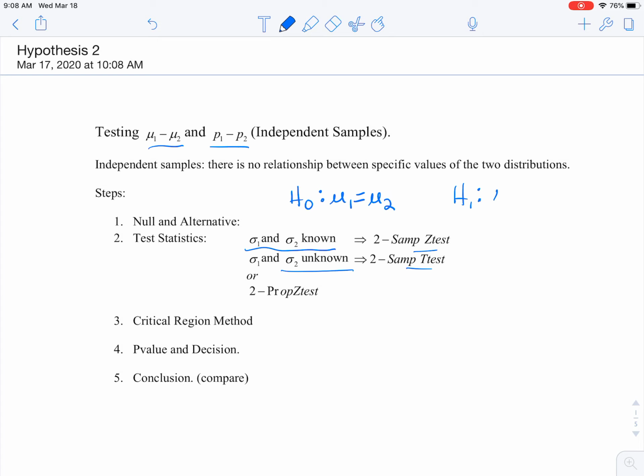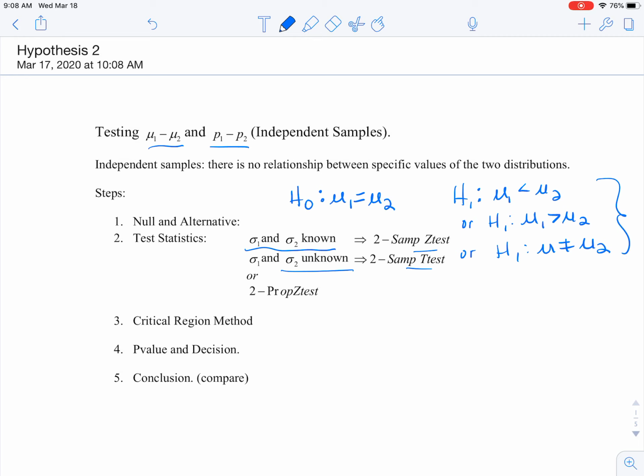So we can, again, have a left-tailed test. This will be mu1 is less than mu2. Or we could have a right-tailed test. Or we could have a two-tailed test, okay? Just like with the one sample hypothesis test, we have 3 different types of tests, okay?